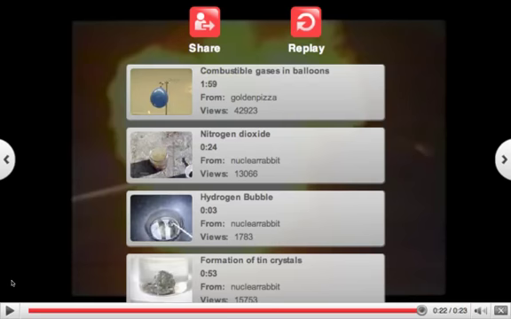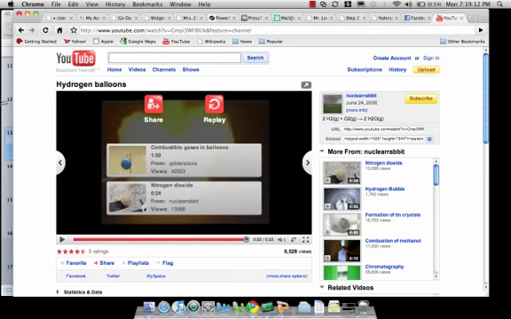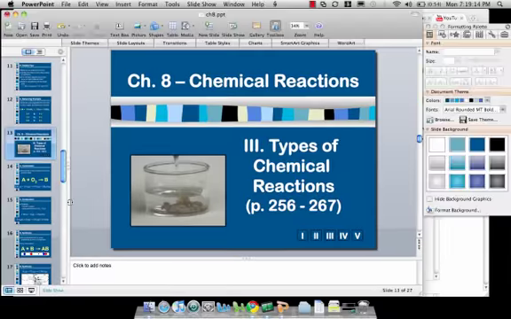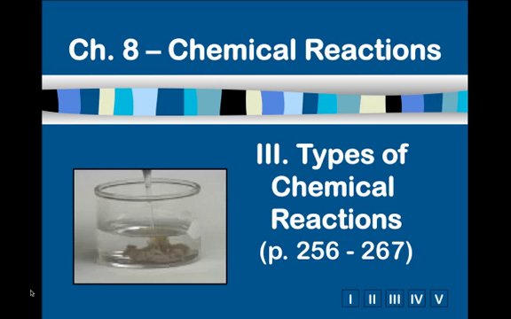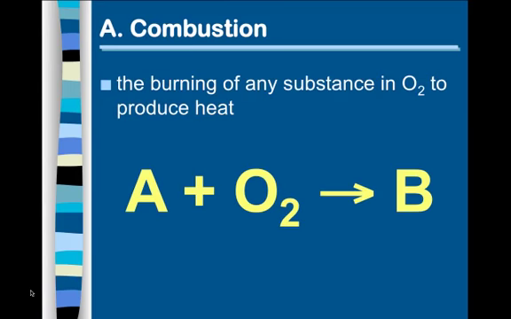Water formation is spontaneous. Okay, so that's just a little bit of a combustion reaction. That's actually going to be our first reaction that we talk about, the combustion reaction. Combustion is the burning of any substance in oxygen to produce heat. So in order to have a combustion reaction, you must have oxygen.